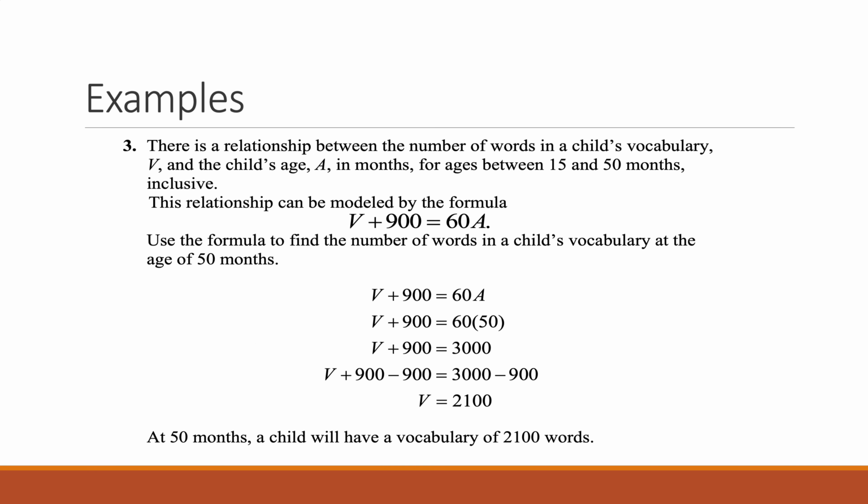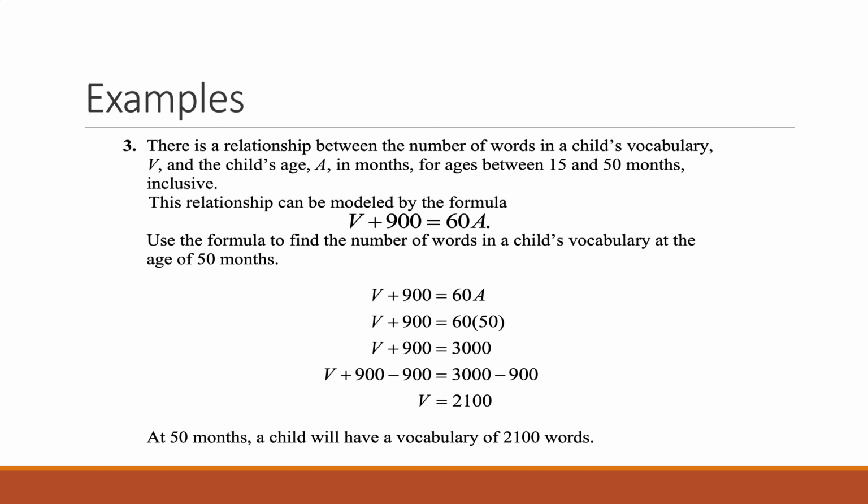All right. So this is a little bit of a new example for us to do. There's a relationship between the number of words in a child's vocabulary, V, and the child's age, A, in months, for ages between 15 and 50 months inclusive. Now, if I were a young student reading this, I would be going, what the heck? Then the next line says, this relationship can be modeled by the formula. And I'm like, oh, wait a minute now. They're giving me the formula.